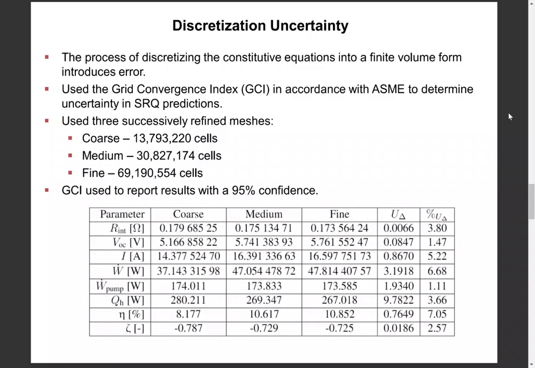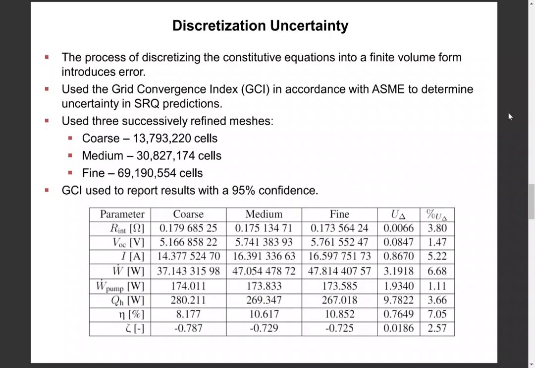The first uncertainty quantified was the discretization uncertainty, which arises through the discretization of the governing PDEs into a finite volume formulation. Note that although the finite volume method is energy conserving, it is only first order accurate. To ascertain this uncertainty, 3 successive meshes were used within the numeric model, and the effect of mesh refinement on each system response quantity was determined.